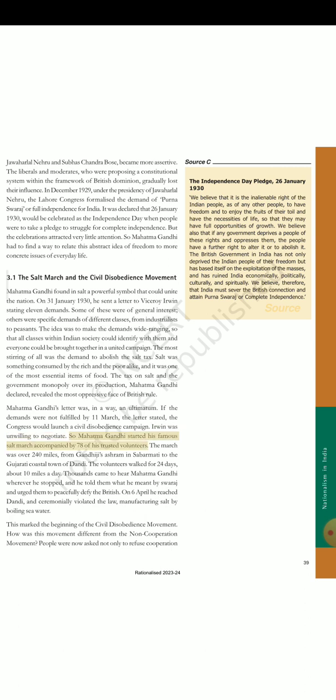So Mahatma Gandhi started his famous Salt March accompanied by 78 of his trusted volunteers. The march was over 240 miles, from Gandhiji's ashram in Sabarmati to the Gujarati coastal town of Dandi. The volunteers walked for 24 days, about 10 miles a day. Thousands came to hear Mahatma Gandhi wherever he stopped, and he told them what he meant by Swaraj and urged them to peacefully defy the British. On the 6th of April he reached Dandi, and ceremonially violated the law, manufacturing salt by boiling sea water. This marked the beginning of the civil disobedience movement.